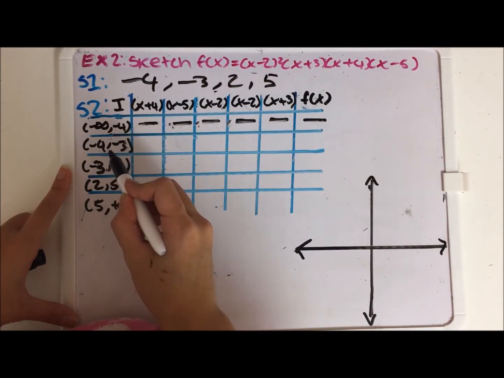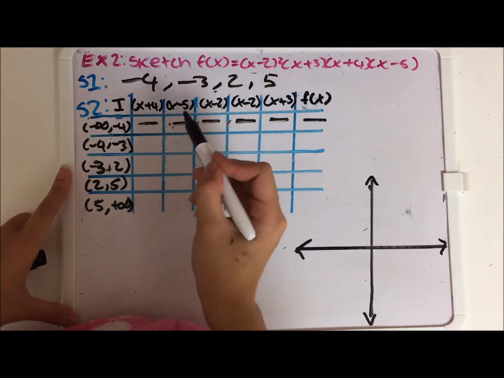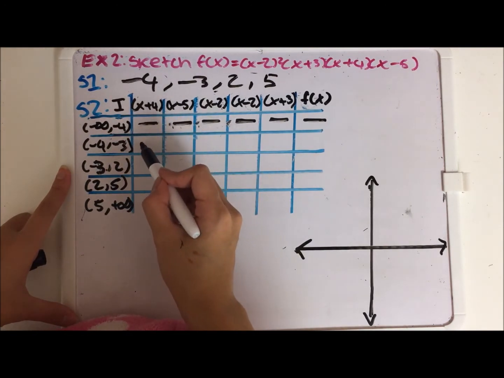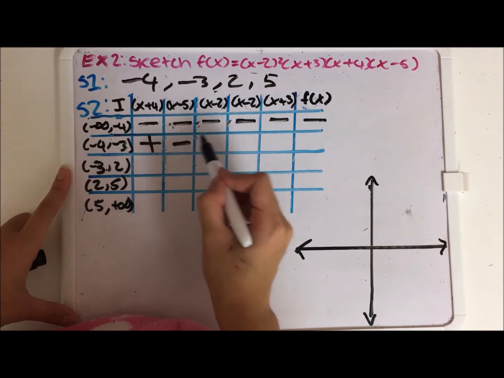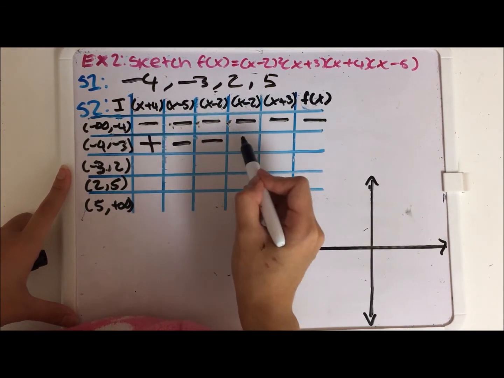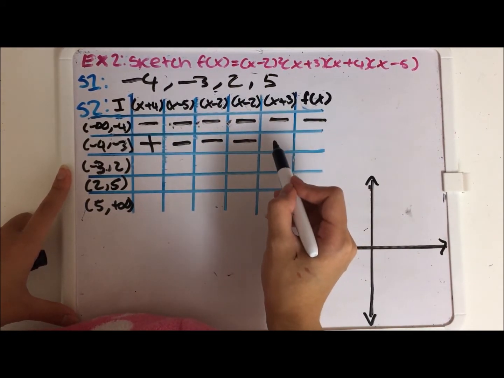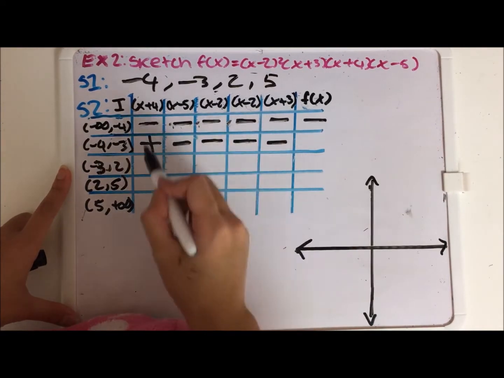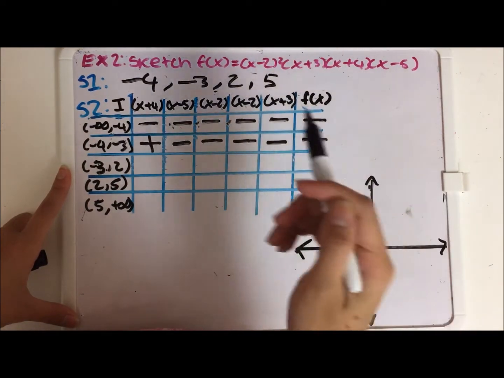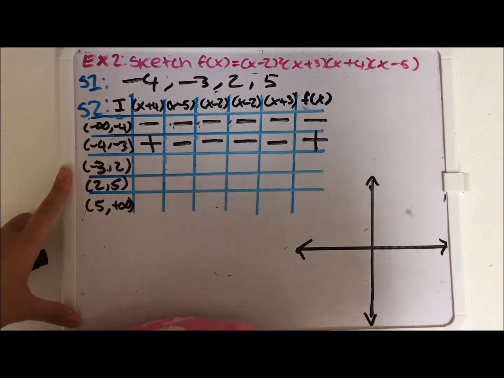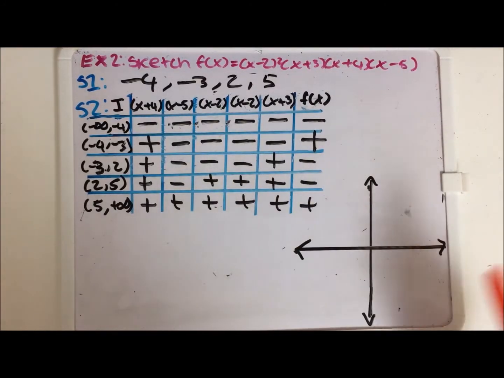So a number between -3 and -4, -3.5. -3.5 plus 4 is positive. -3.5 minus 5 is negative. -3.5 minus 2 is negative. Same for the repeated factor. -3.5 plus 3 is negative. We have an even number of negatives, so our overall function is positive. And now pause this video and come back when you're done. Ta-da! Here's your interval table.